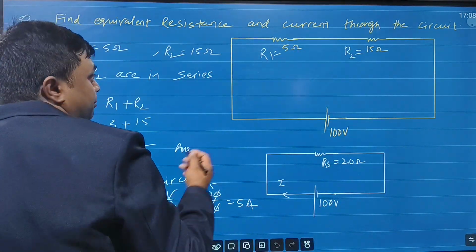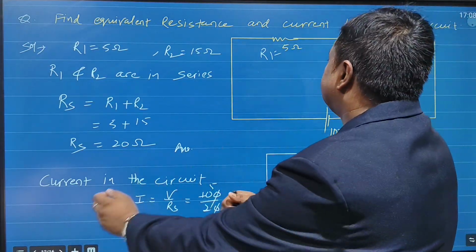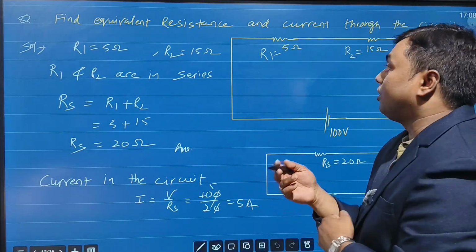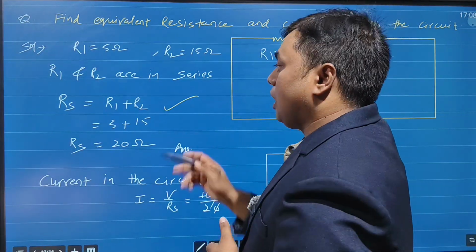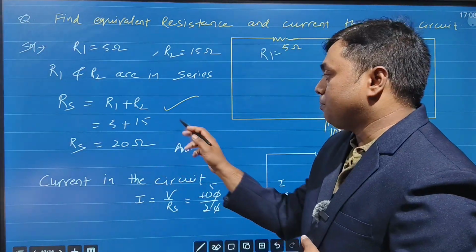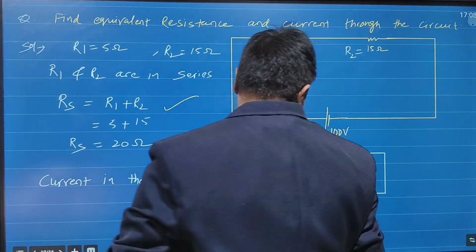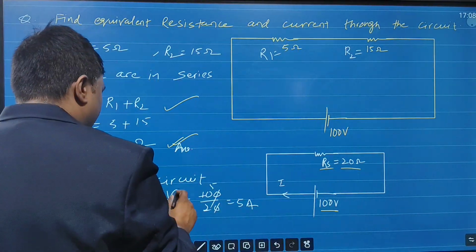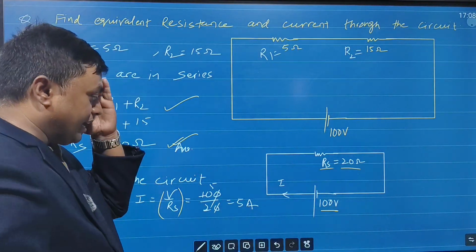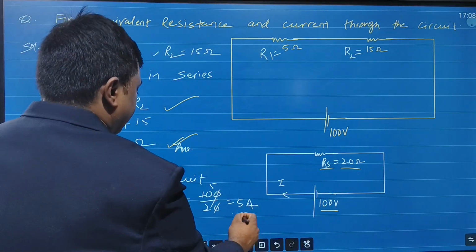Consider some problems. You can see 5 ohm and 15 ohm are connected in series. What is the equivalent resistance and current? So they are in series. So Rs is equal to R1 plus R2, that is 5 plus 15, 20 ohm. Yes or no? So we will get the circuit like this. Rs is 20 ohm connected to how much? 100 volt. So what is the current? Current is equal to V by Rs. So V is 100 and resistance is 20. So 100 by 20 is 5 ampere. Is it clear?